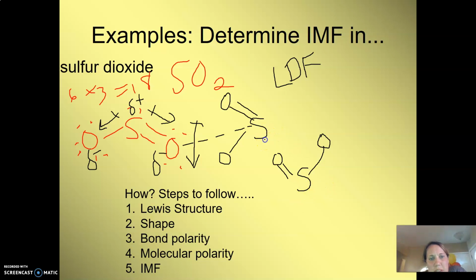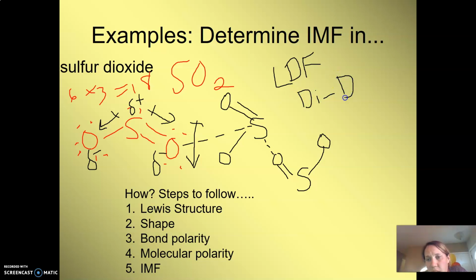And this sulfur with its partially positive would be attracted to the partially negative of another SO2 molecule. Those are the IMFs we're talking about. So this dotted line could represent LDFs because we know that all covalent molecules will be held together by LDFs regardless of what else is present. However, knowing that this is a polar molecule, we now know that in addition to LDF, we also have dipole-dipole.